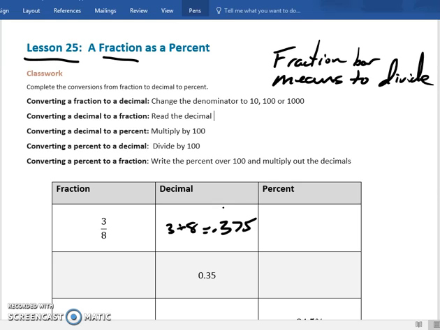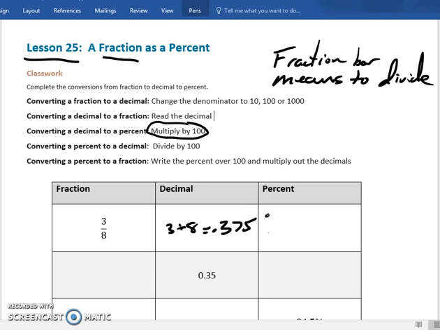All right, the other thing we want to watch for is changing it to a percent. So a decimal to a percent, you can just multiply by 100. Now why does that end up working? Well, what's percent always out of? Yeah, it's out of 100. So we can just multiply it by 100.